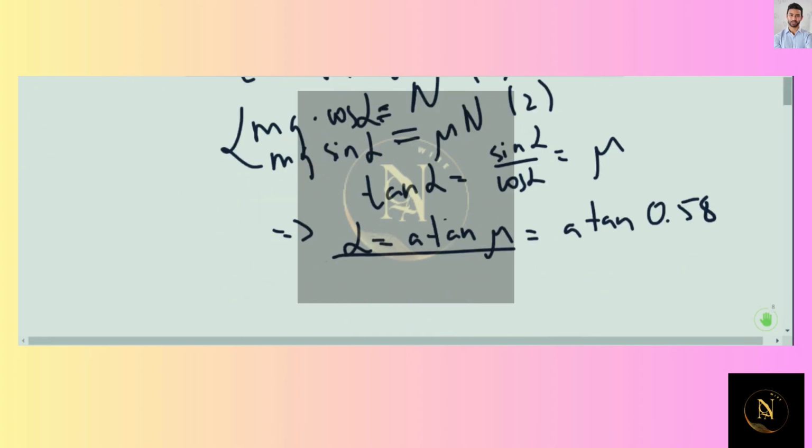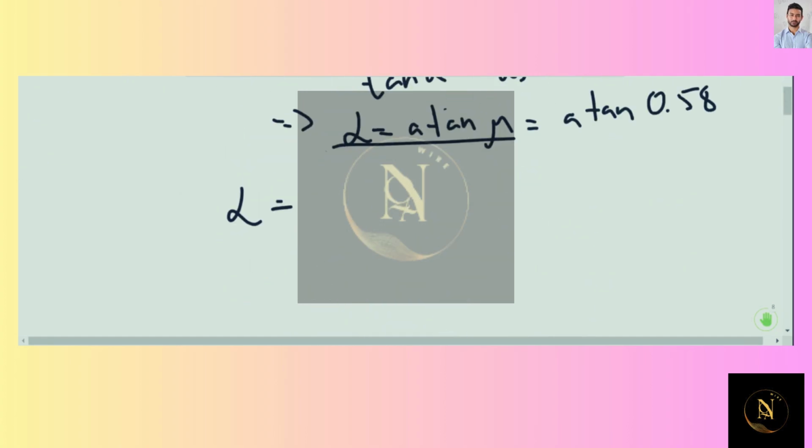Right. Now let's calculate alpha. Alpha equals 30.1 degrees, or roughly 30 degrees, which is the answer to this question.